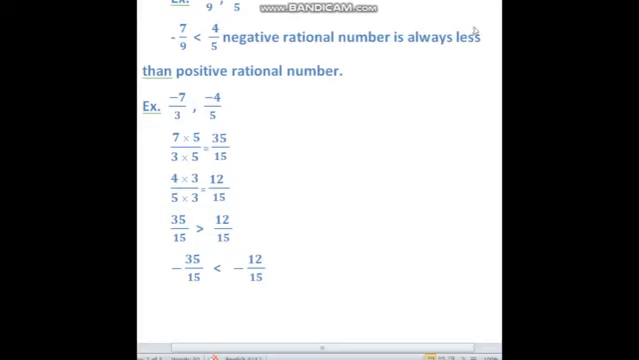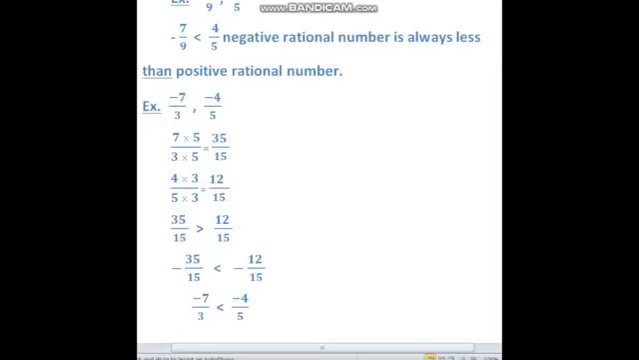And finally we have concluded that minus 7 upon 3 is less than minus 4 upon 5. So we can write this comparison of negative rational numbers like this.